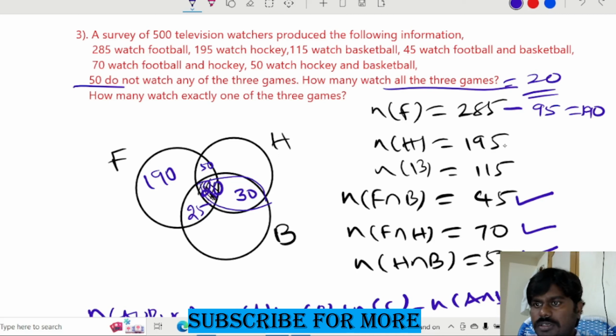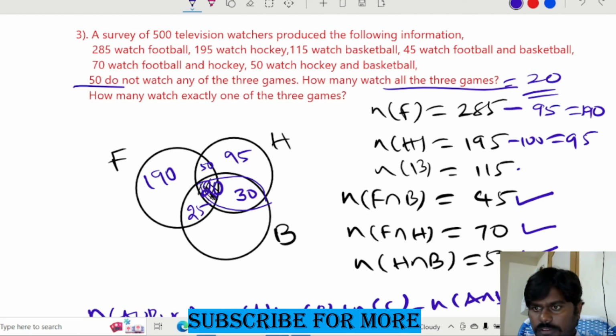So n of H is 195. 195 minus all these values. So here 50 plus 50 is 100. So minus 100 means here 95. So this value is 95. Next, this region we have to find out similarly.